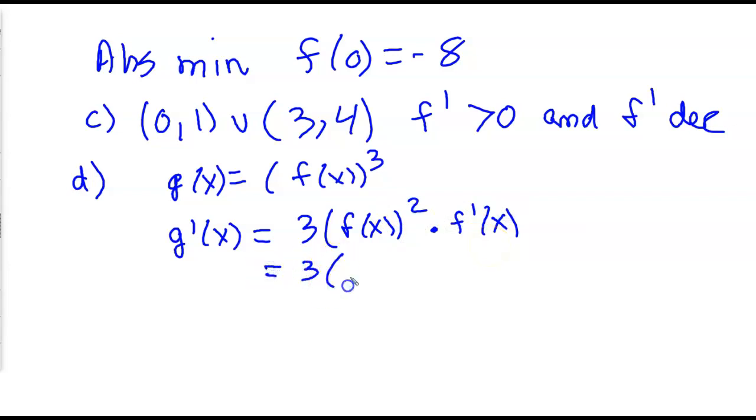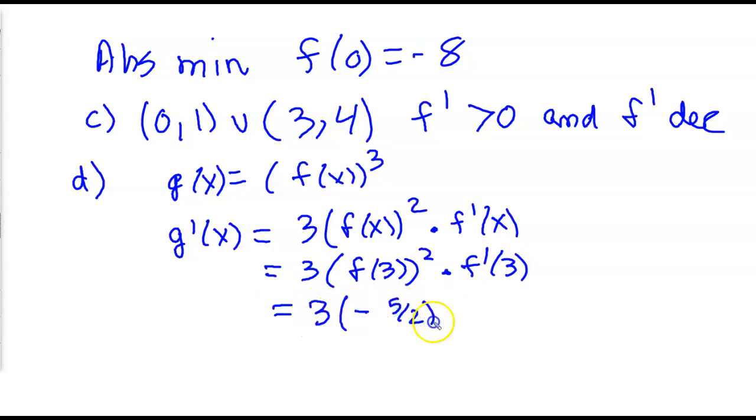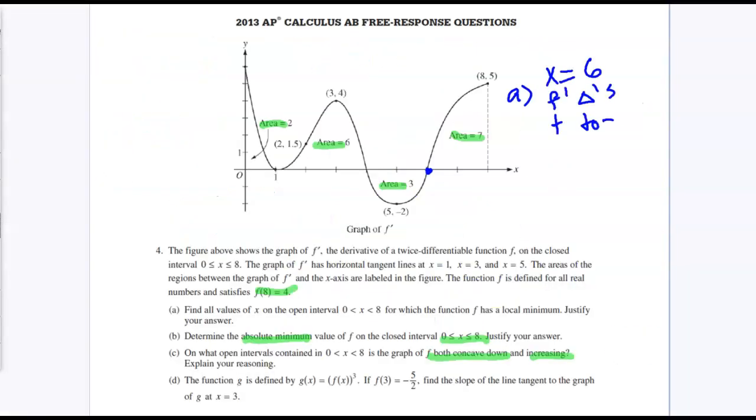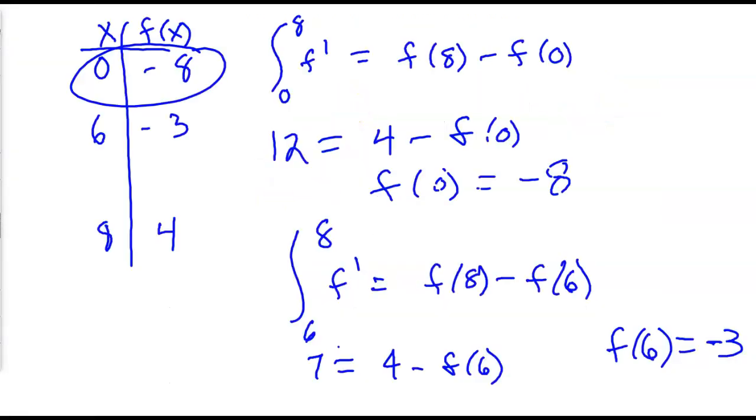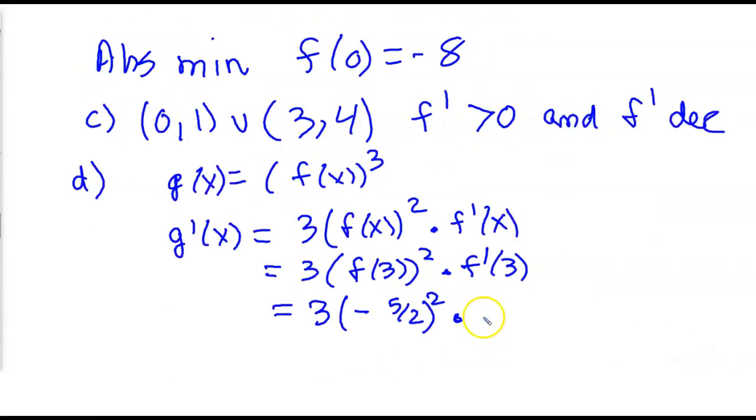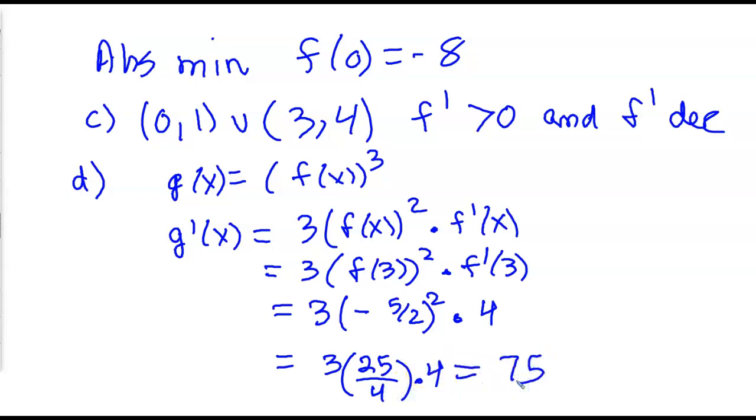And now I'm going to evaluate this when x is 3. Well, f of 3, they give me that in the question as negative 5 over 2, squared. F prime of 3, I look at my graph, and at 3, f prime of 3 is 4. And now this works out to be 3 times 25 over 4 times 4, and this works out to be 75.